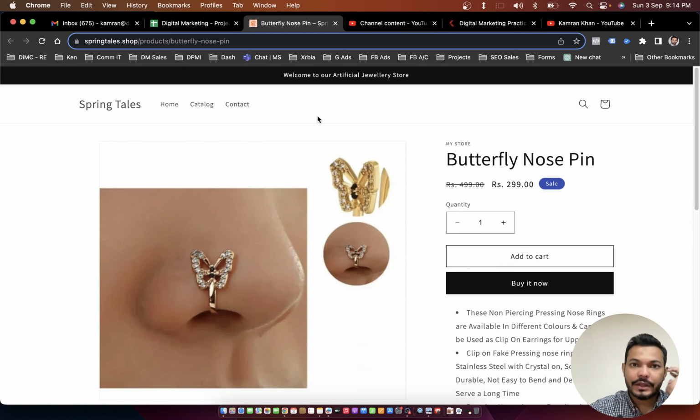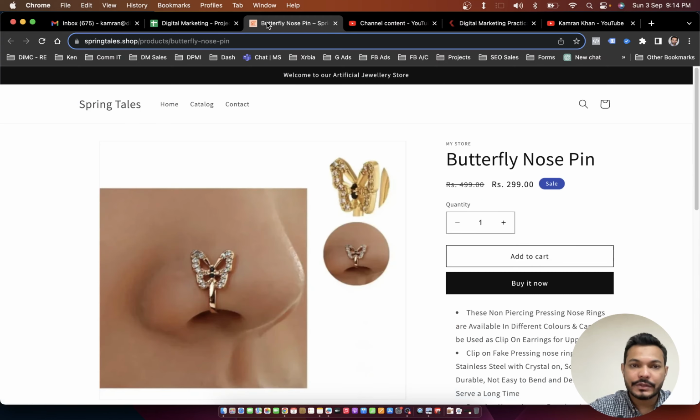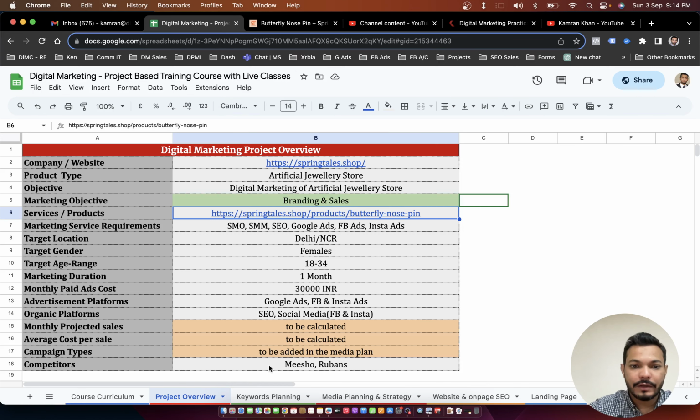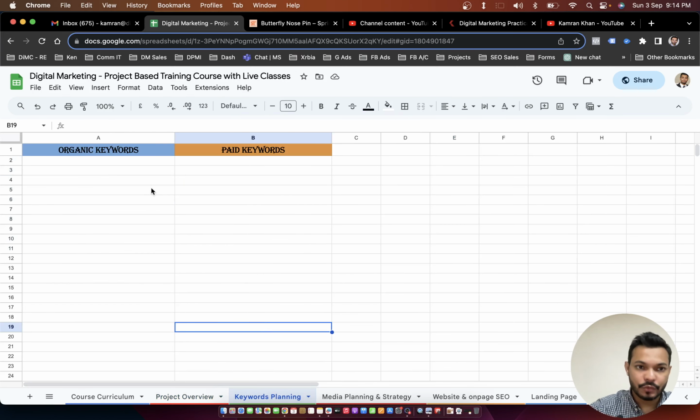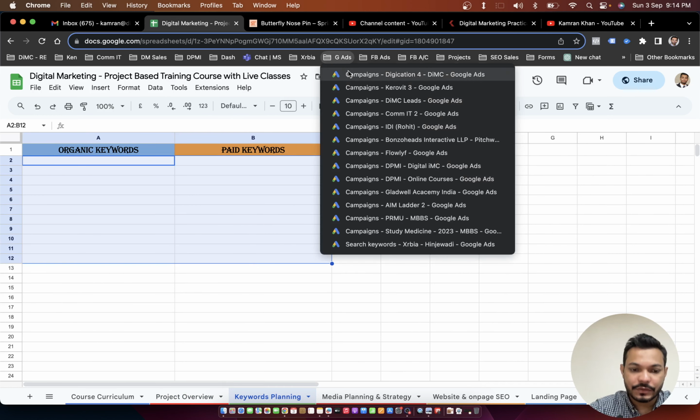Now, on the website, we can clearly see it's an artificial jewelry product, which is a butterfly nose pin. So maybe we want to target people who are looking for nose pins in the market. The primary tool for keyword planning is Google Keyword Planner. We don't have a Google ad account now, at least for you who are taking the practical training. We will be coming into creating or setting up a Google ad account from the beginning, but I'm taking any of the ad accounts as of now.